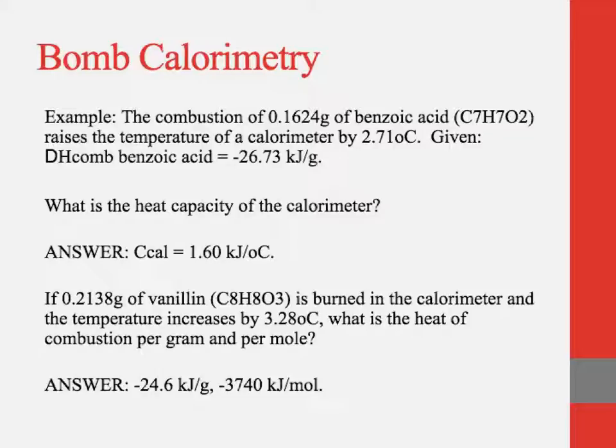The combustion of 0.1624 grams of benzoic acid raises the temperature of a calorimeter by 2.71 degrees Celsius. Given that the delta H of combustion for benzoic acid is negative 26.73 kilojoules per gram, what is the heat capacity of the calorimeter? This is the answer that you should get, 1.6 kilojoules. Let's see how we get there.